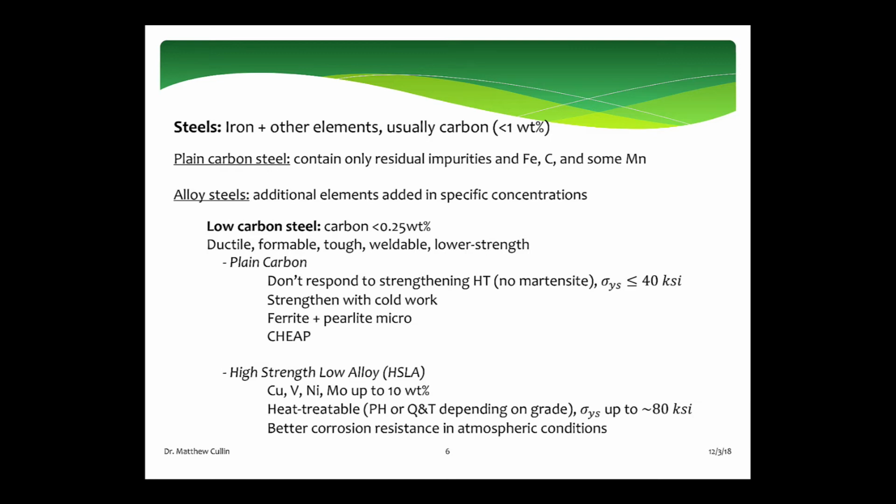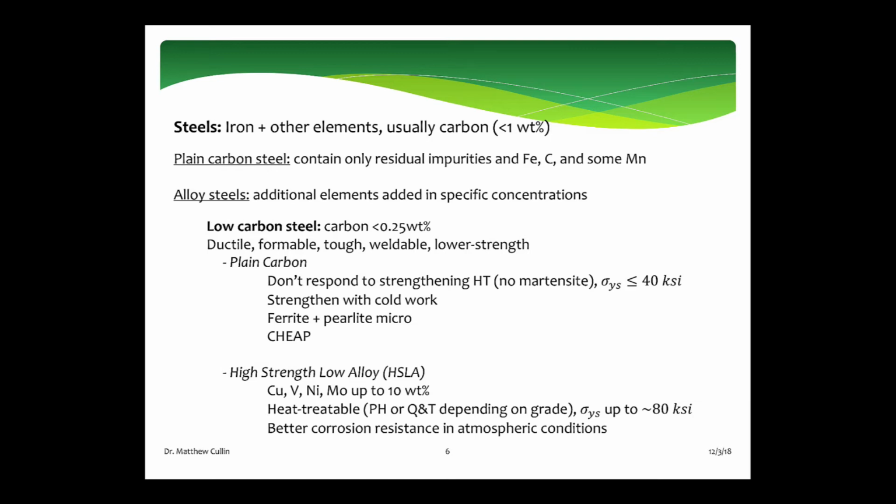And they can be heat treatable, either by precipitation hardening or by quenching and tempering. And that really depends on the grade. And these HSLA steels typically can achieve higher yield strengths. So we're able to get yield strengths up to about 80 KSI, particularly the ones that are heat treatable. And the other key component of HSLA steels is that they have better corrosion resistance in atmospheric conditions.